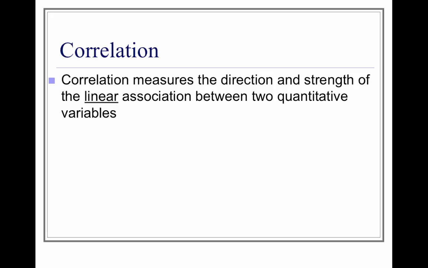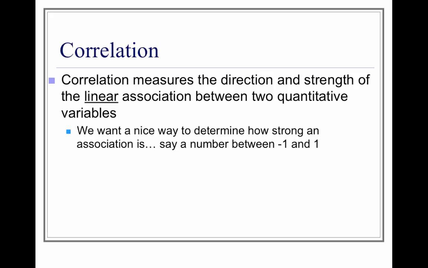Alright, last thing is correlation. We're going to talk a lot more about correlation in Unit 2, but we're just kind of going to have an introduction to it right here. So correlation measures the direction and strength of the linear association between the two quantitative variables. Note that linear is underlined. It's because it only measures the direction and strength for linear association. If the data is not linear, you cannot use the correlation.